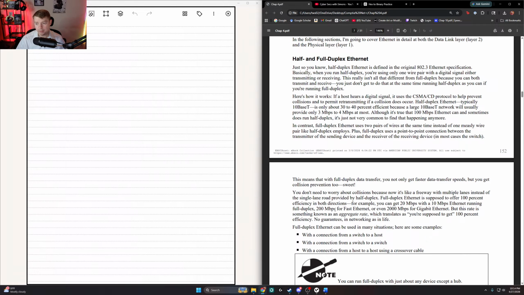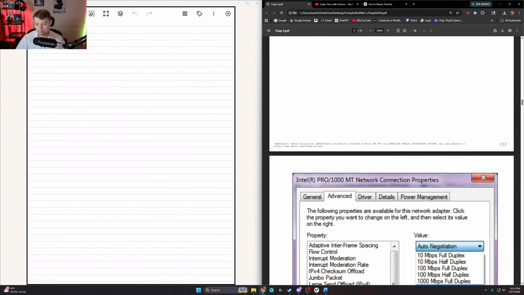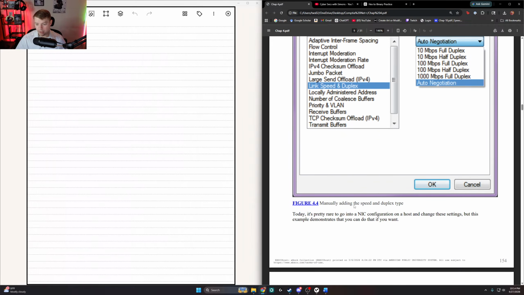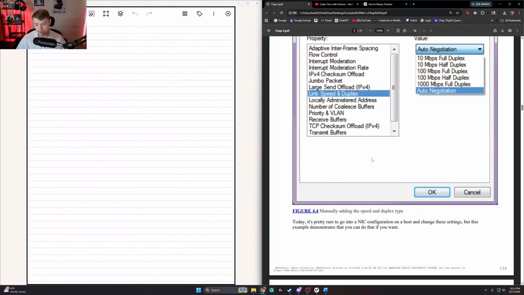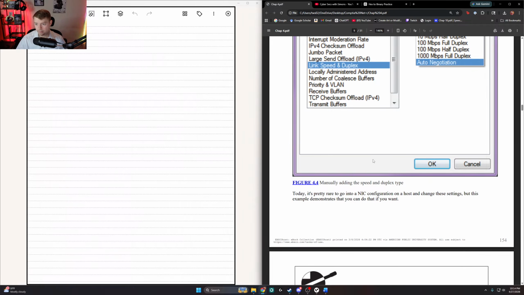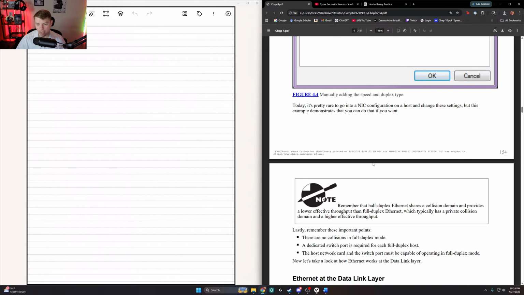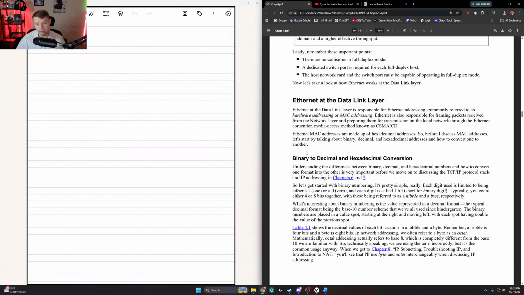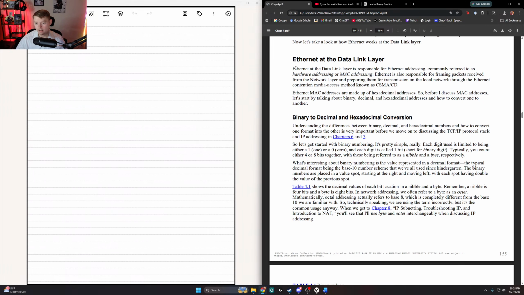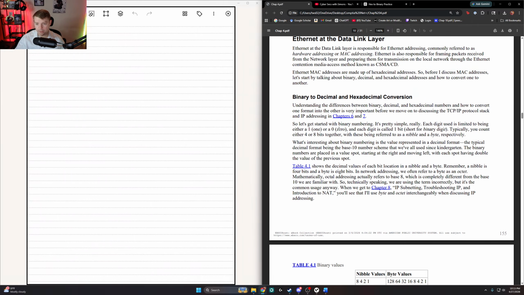Then there's simplex as well, which wasn't covered here, but simplex is when I can only talk in one direction or I can only receive. Then we went over some stuff with how we can configure computers to run at full duplex and what speed they can go at. Then we talked quickly about Ethernet at the data link layer with this paragraph, and now we're on to binary to decimal and hexadecimal conversion. So that's just a summary of where we left off.